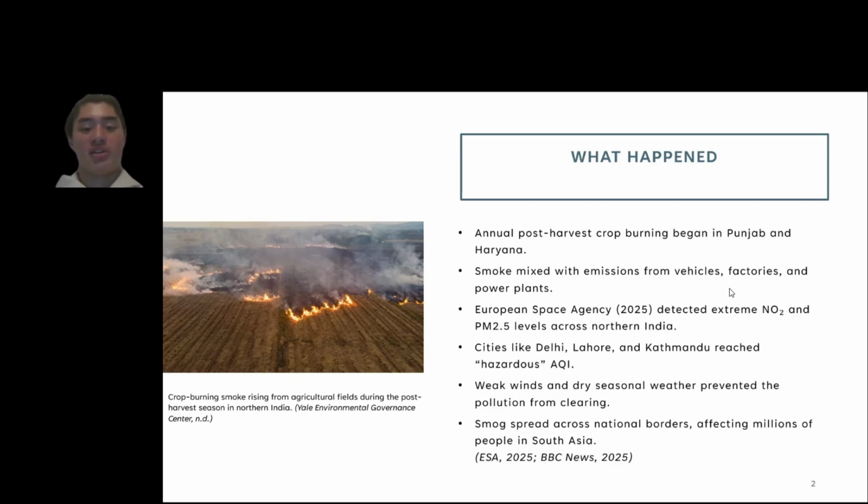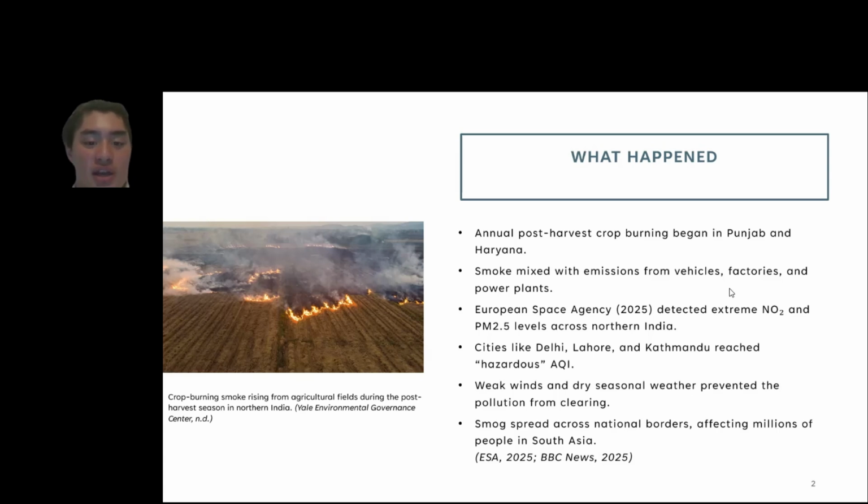The European Space Agency reported extreme spikes in nitrogen dioxide and PM 2.5, two major pollutants that harm human health. Cities like Delhi, Lahore, and Kathmandu reached hazardous AQI levels, meaning their air was unsafe for everyone. Because winds were weak and the weather stayed dry, the smoke had nowhere to go and became trapped over the entire region. This created a thick smog layer that affected millions of people across multiple countries.